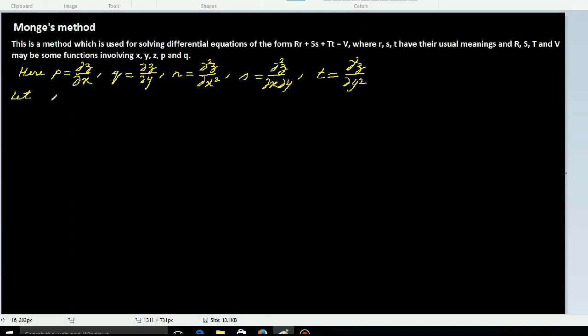So now let the given partial differential equation be capital R into small r plus capital S into small s plus capital T into small t is equal to capital V. Say equation number 1.